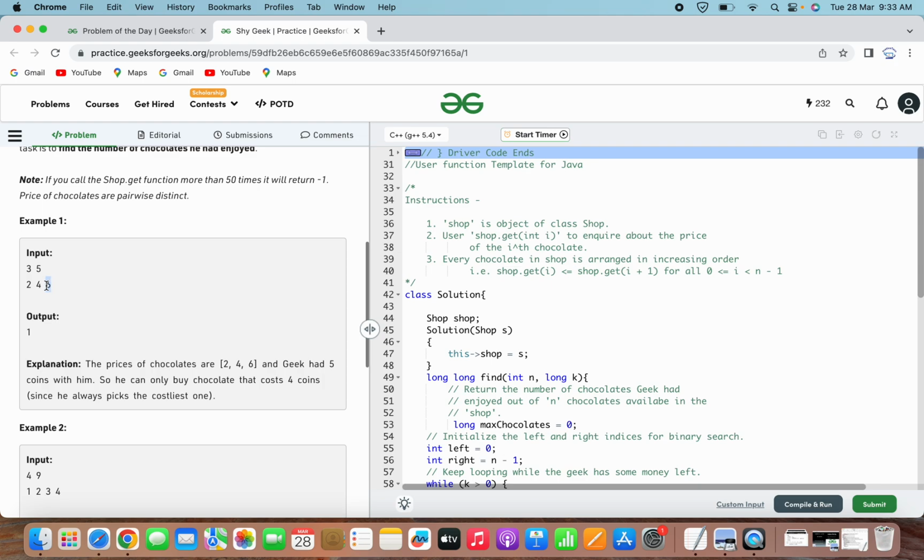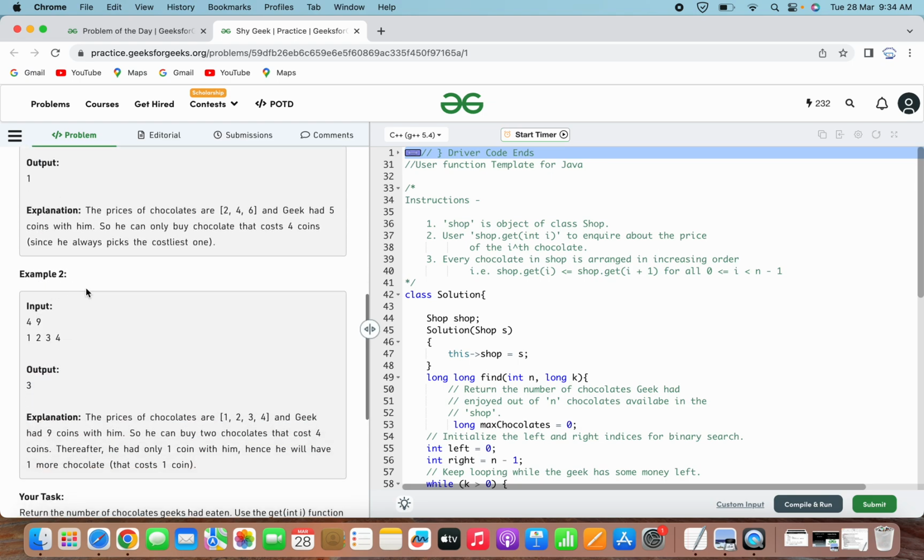He cannot afford the 6 one because he has only 5 coins. And the last chocolate requires 6 coins, but he has only 5, so he could afford only this one because he wants to taste the costliest ones. So this became the costliest one for him according to the coins he has in his pocket. After this he would be left with 1 coin. Even for the first one the cost is 2, so he would not be able to afford even that. So the output is 1, that he would taste only this one, the second chocolate with the price 4.